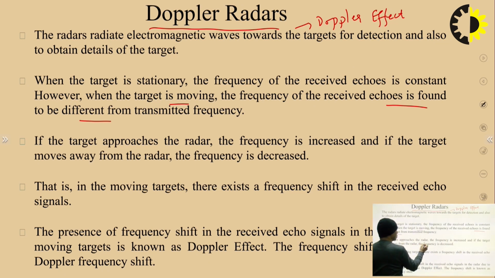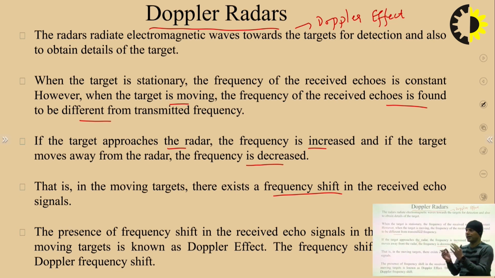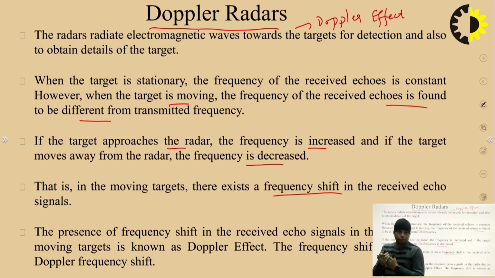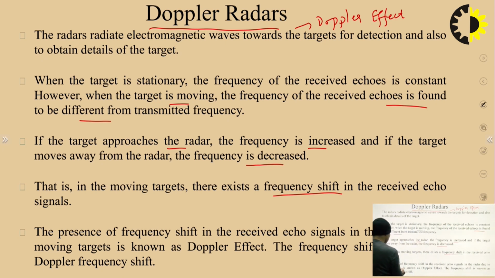If the target approaches the radar, the frequency is increased. Here it is a simple radar station. If the target is coming like this, the frequency will be increased. If the target is moving away like this, the frequency will decrease. So that is a moving target. There exists a frequency shift in the received echoes. If we are able to calculate the received frequency shift, then we can find the exact position of the target. The presence of the frequency shift in the received echo signal in the radar due to the moving target is known as the Doppler effect.